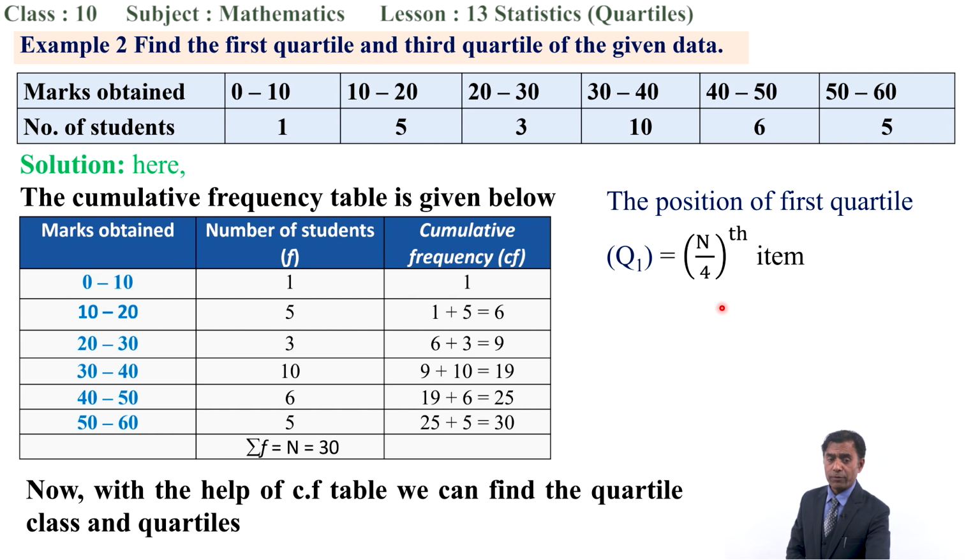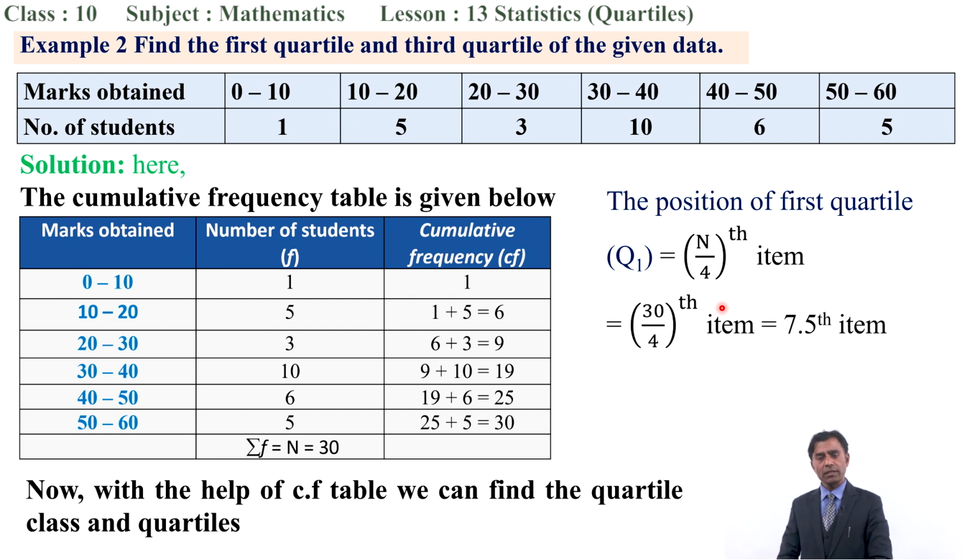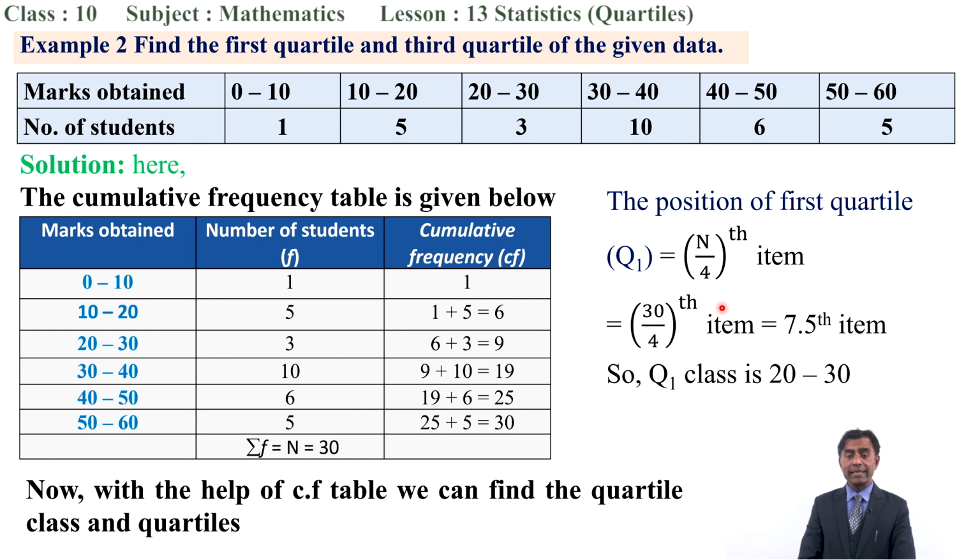So n by 4, n is summation of f. How much is this? 30. 30 by 4 item, 30 divided by 4 is the 7.5th item. The 7.5th item is more than 6, so it lies in the class 20 to 30. So the 7.5th item belongs to the class 20 to 30. That class is called the first quartile class or Q1 class.